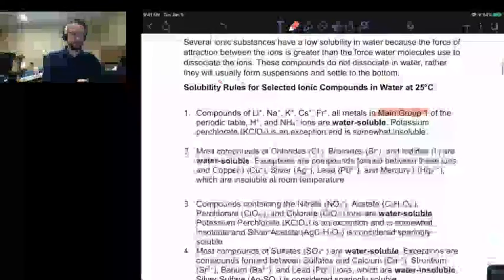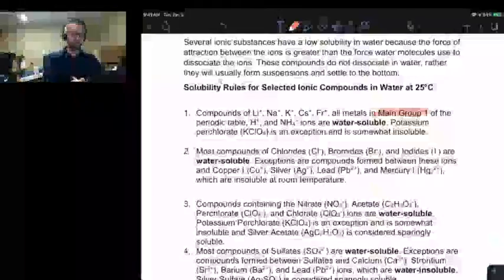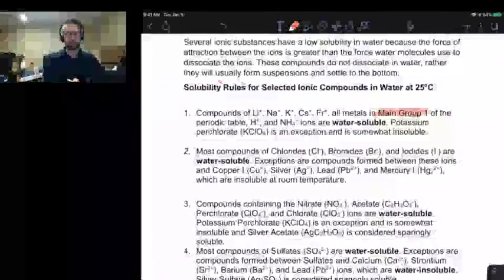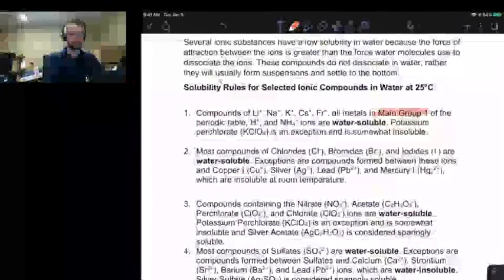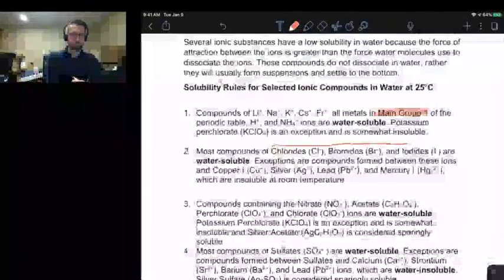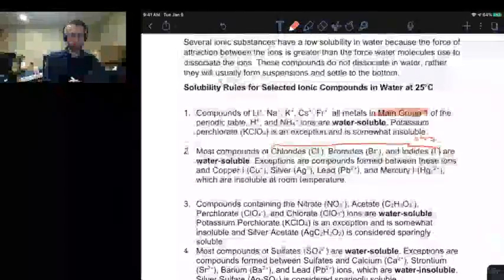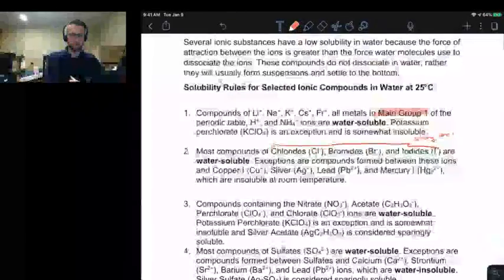Most compounds of chlorides, bromides, and iodides are also water soluble because chlorine, bromine, and iodine all have strong ion dipole interactions.